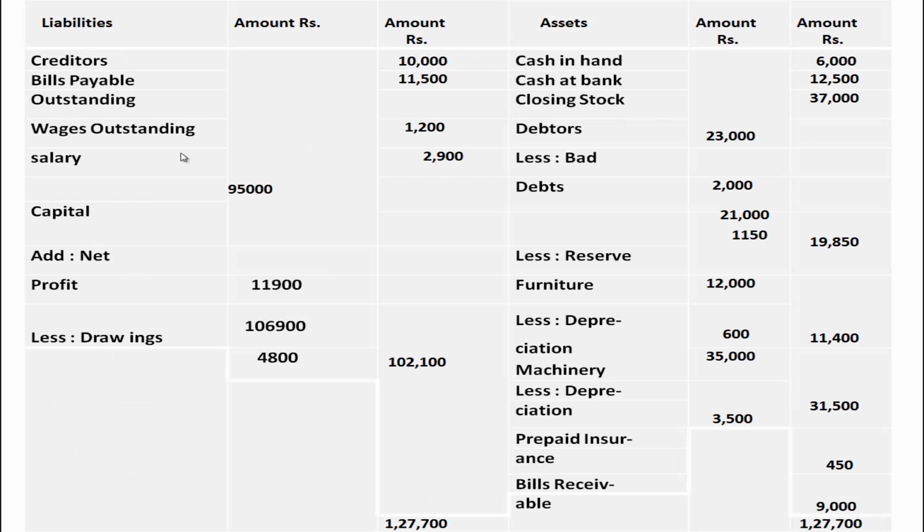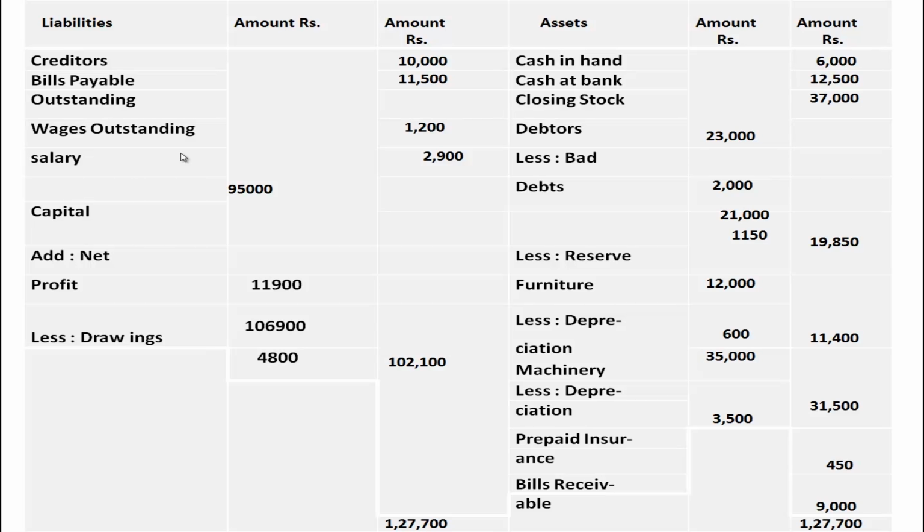So the balance sheet of Mr. Johnson's enterprise. Now the balance sheet format is liability amount, asset amount. We are using two amount columns for the initial calculation purpose. The final amount will go to the next column, so don't be confused with that. But the format is liability, asset, liability amount, asset amount. So we start from the liability side.